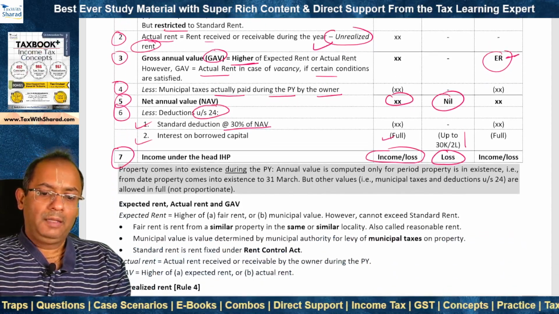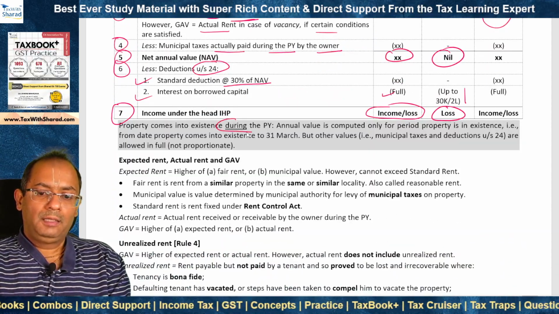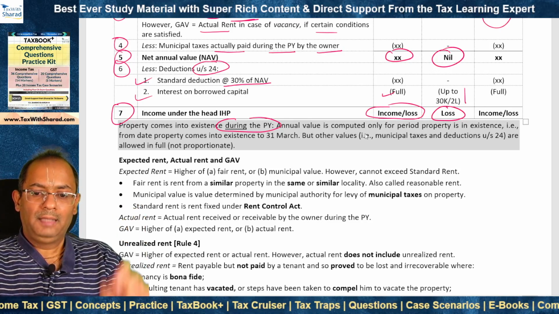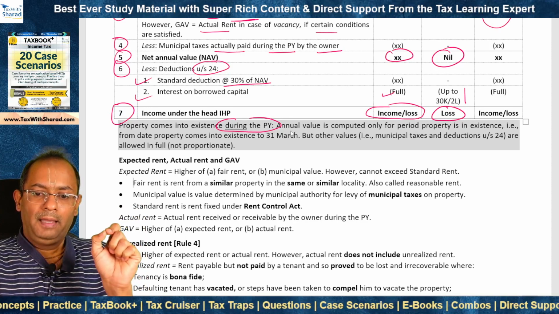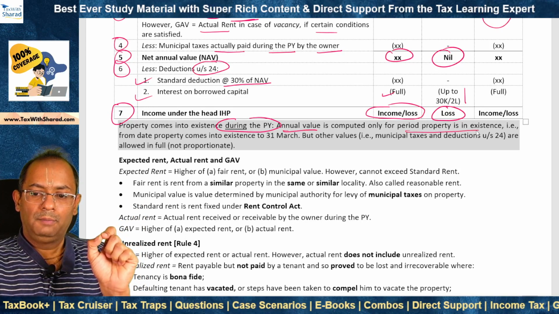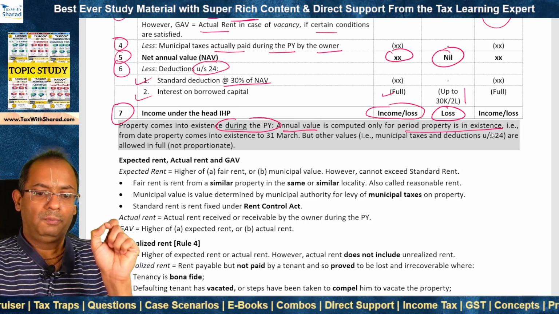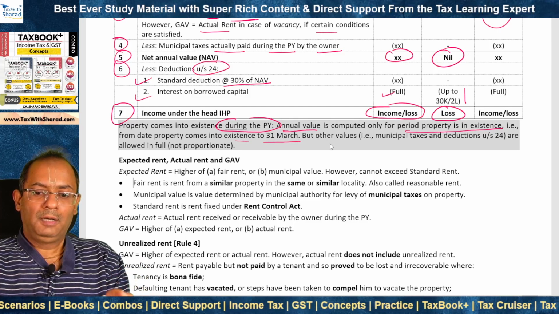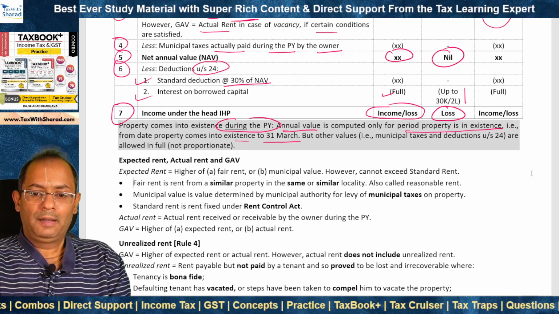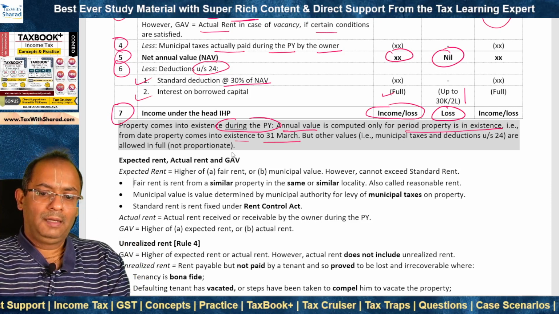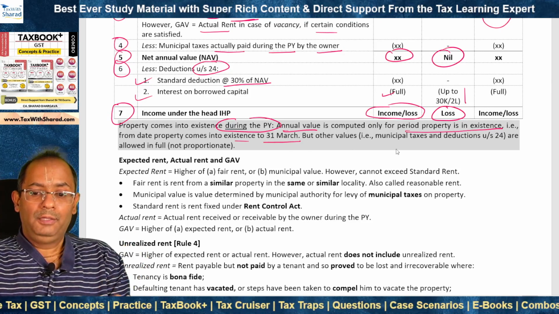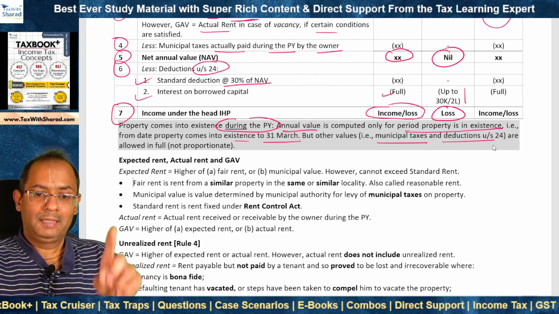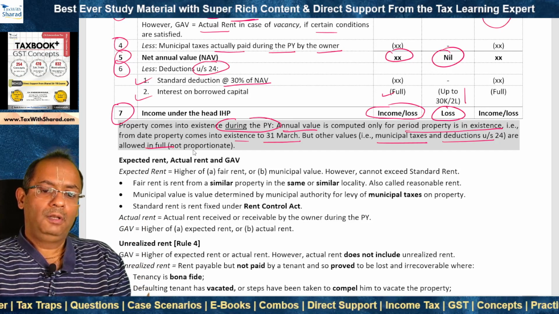Now sometimes the property will come into existence during the previous year. So that means the property will not be in existence for the whole of the previous year. In that case, we need to keep in mind that the annual value should be computed only for the proportionate period. That means for the period the property is in existence, the date property comes into existence till the 31st March of the previous year. That means expected rent and the actual rent, and consequently the GAV. But the other values, that is deduction on account of municipal taxes and interest on borrowed capital, standard deduction, will be allowed in full and not proportionate.